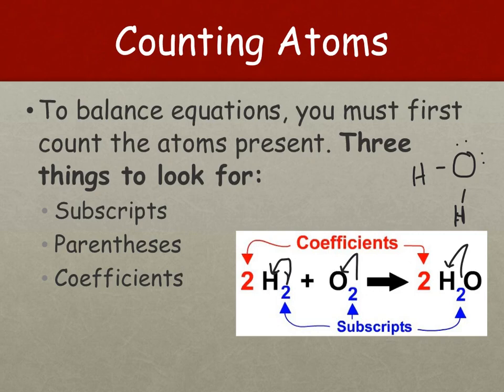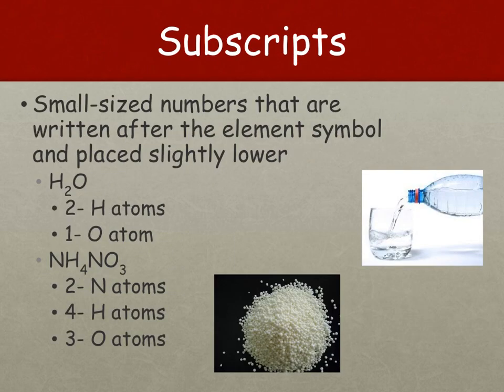A subscript refers to the letter directly in front of it. A coefficient refers to the entire molecule, and parentheses refer to just what's in the parentheses. So if something has a subscript directly behind it, it means you have that many of that substance. So water, we just said, has 2 hydrogens and 1 oxygen. In ammonium nitrate, we have ultimately 2 nitrogens. There's 1 here and 1 there.